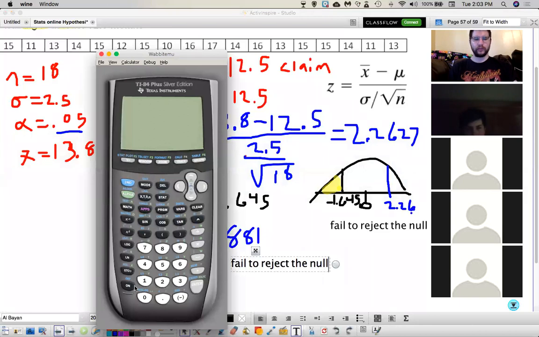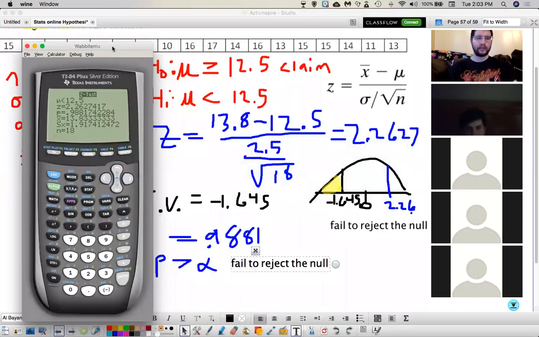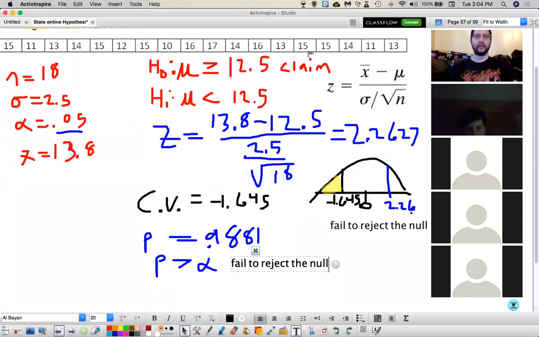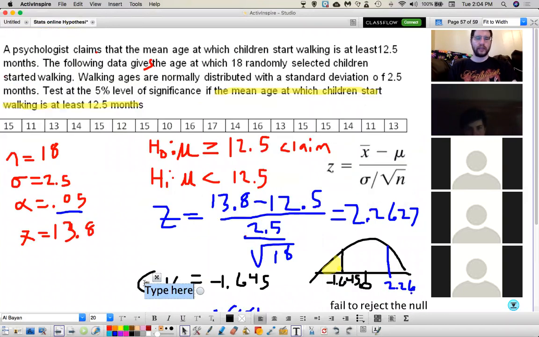TI users, TI spits out the p-value for you, and it is slightly different, 0.9882 instead of 0.9881. But again, I take that error into consideration whenever I'm making the keys. So yeah, P is greater than alpha, fail to reject the null, claim is in the null. There is not enough evidence to reject the claim.